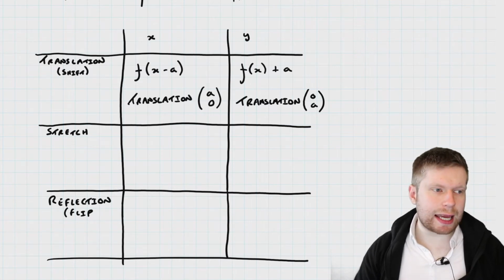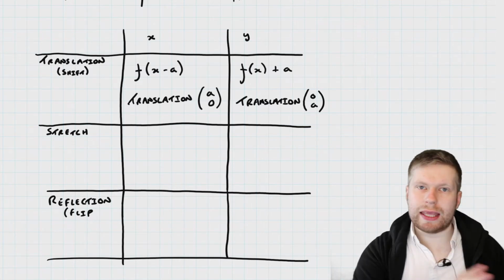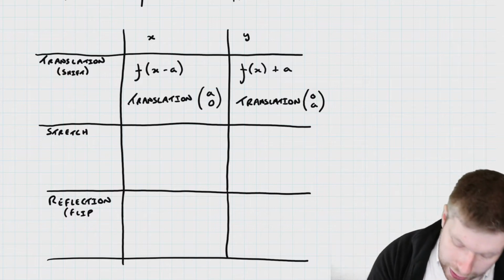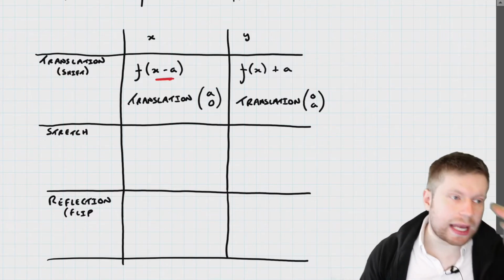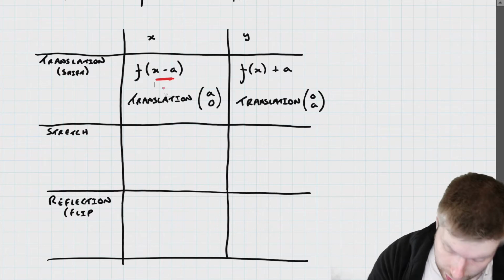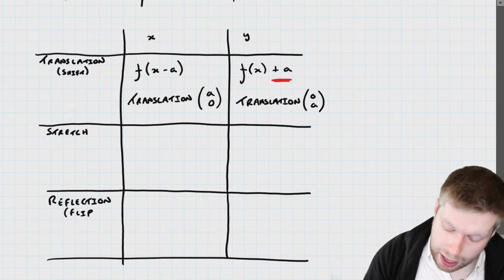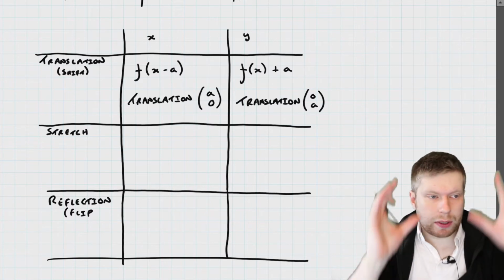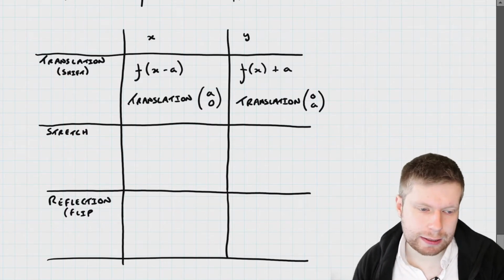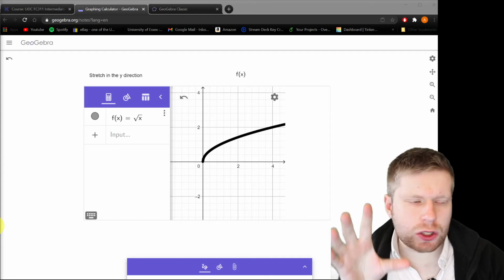If we want to translate it in the x direction and we want to move it in the positive x direction, we need to take away a from our x. So in other words, it's happening inside the brackets. If you want to translate vertically in the positive direction, it's plus a, and it's happening in the positive direction, so it's happening upwards. Okay, so hopefully that makes sense. Okay, fine. So let's come back to this.